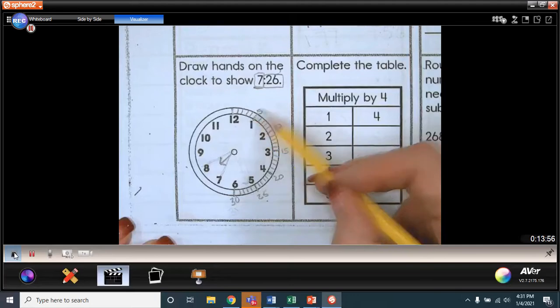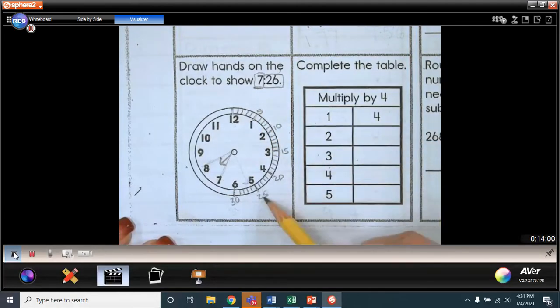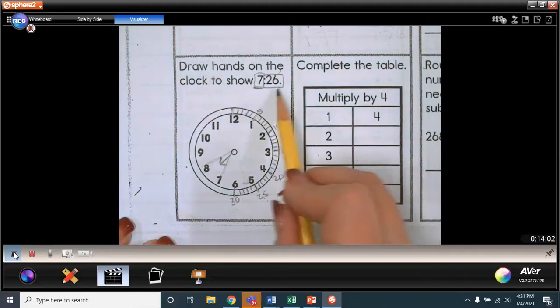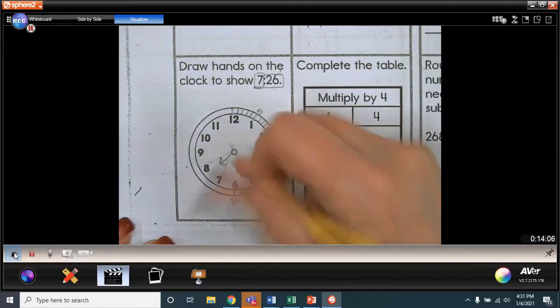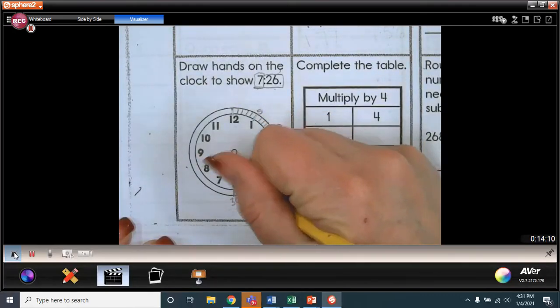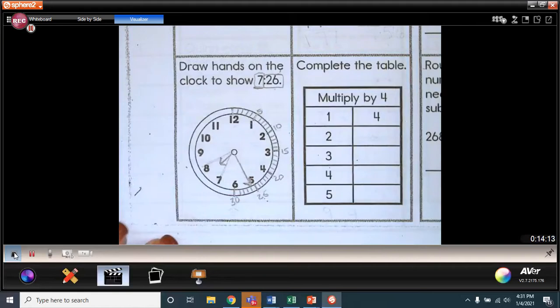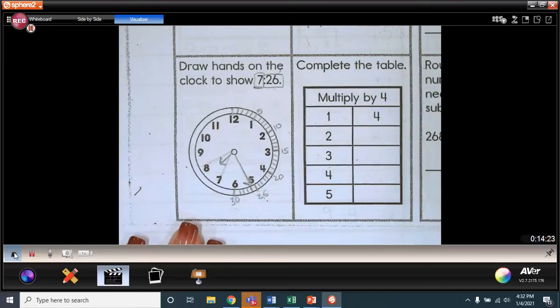So we go 5, 10, 15, 20, 25, and we need to go one more tick mark past the 25 to make 26. So we're going to point it right there. And again, remember you're making that minute hand the longer hand, and it's pointing directly at that minute of 26. So that's what your clock should look like.